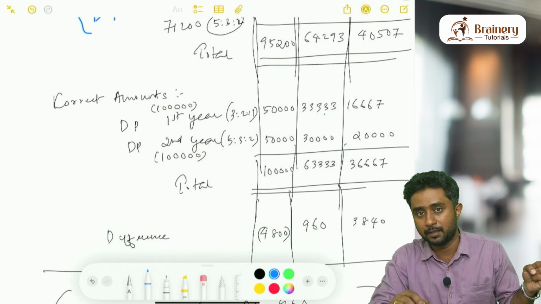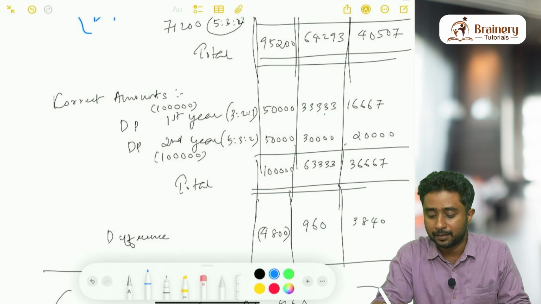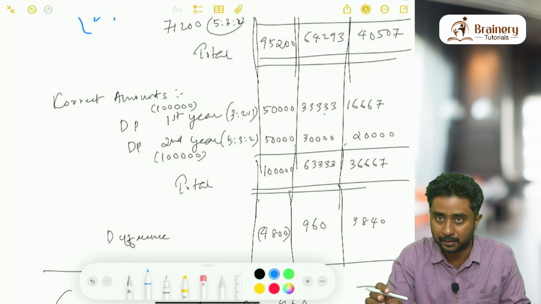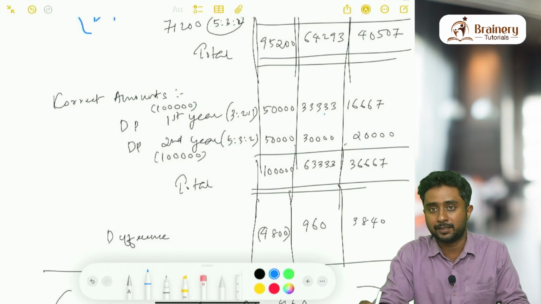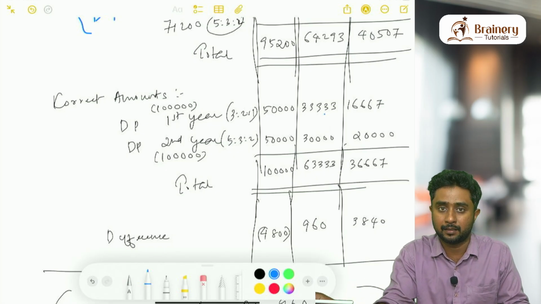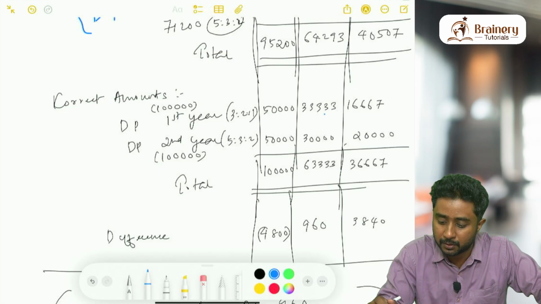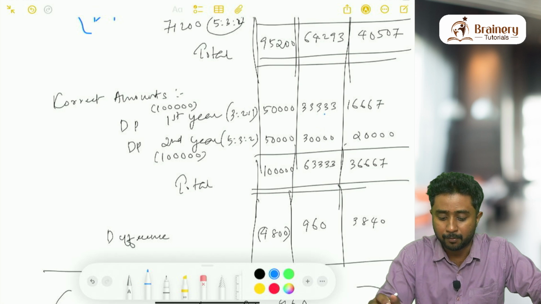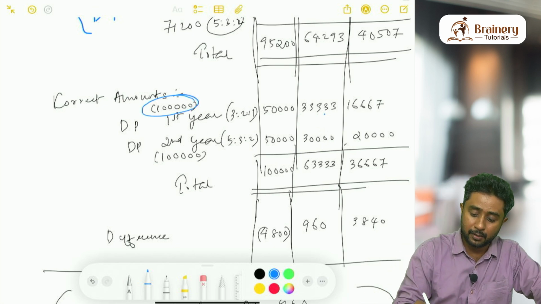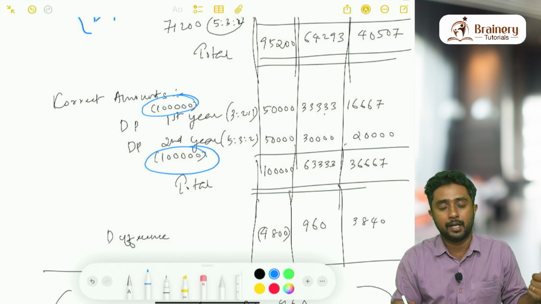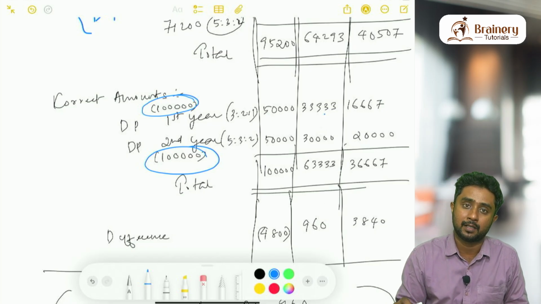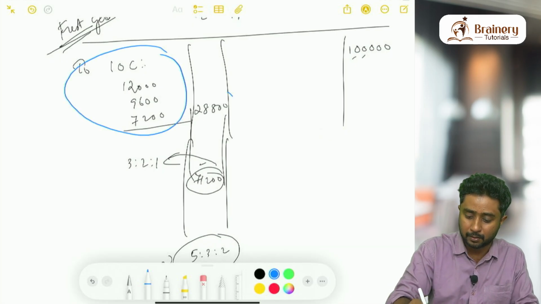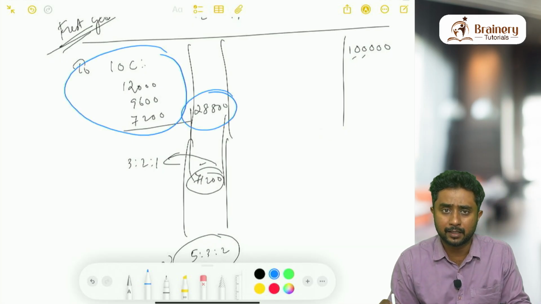Correct amounts, first year it was divisible profit, correct amount will be 50,000, 33,333.33 will be coming. I have rounded it off to 33,333 itself. Next is 16,666.666 will be coming. I just rounded it off to 16,667. Next, divisible profit for second year, again same amount, 1 lakh only. Again the doubt that you are having will be, why it is 1 lakh, why it is not 71,200? 71,200 we will get as divisible profit only when we consider the interest on capital. Here are we considering the interest on capital?